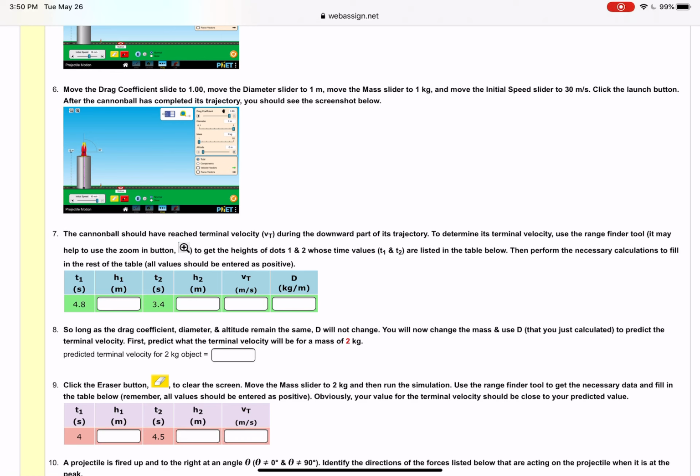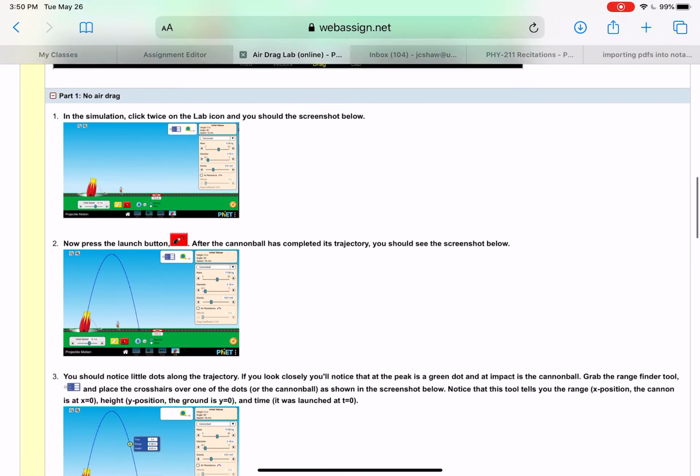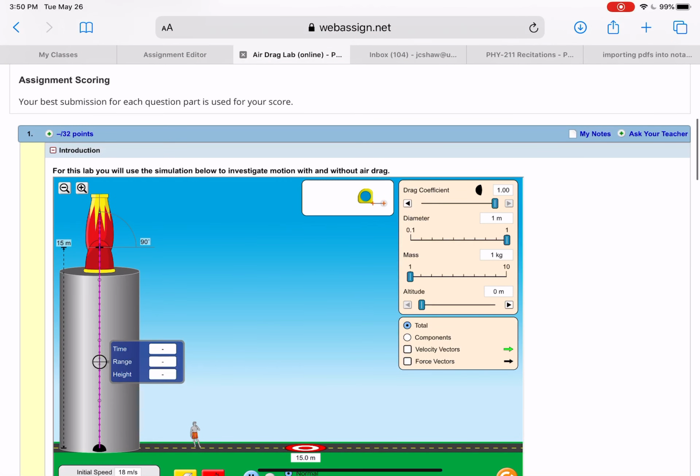To determine the terminal velocity, use the rangefinder tool to get the heights of dots 1 and 2, T1 and T2. The times are listed here, 4.8 and 3.4. So you've got to get the heights, and you get that by using this rangefinder tool. You put this up here, and it says, can I get it to stay? There we go. There's the time, and it's telling me the height. So you'd record those heights of the 2 points that you're asked for.